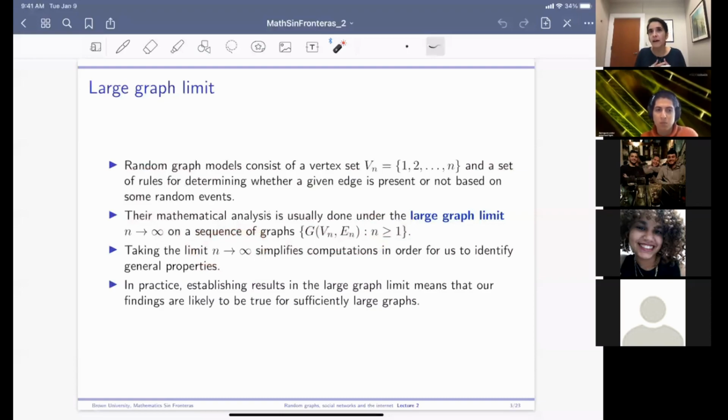So if we prove that a random graph model is connected with high probability, that means that our real graph, assuming it looks enough like the model that we're studying, is going to be connected with high probability as well. So that's the idea of using this kind of approximation.